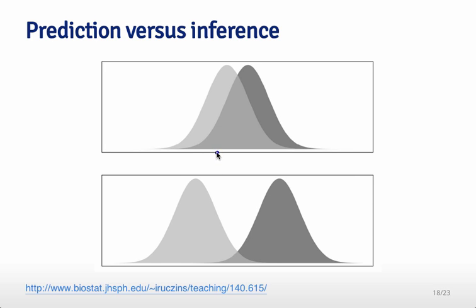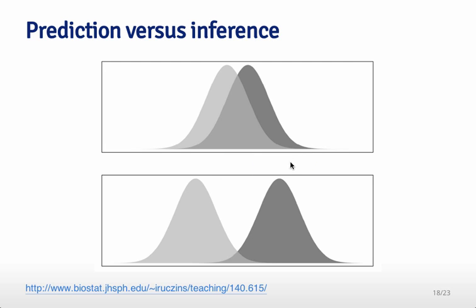So for example, if you look at these two populations, the population for the light gray curve has a mean value about here, and the population for the dark gray curve has a mean value about here, if you look at the distribution of observations from these two populations. And so what you can see is there's a difference in the mean values of these two populations.